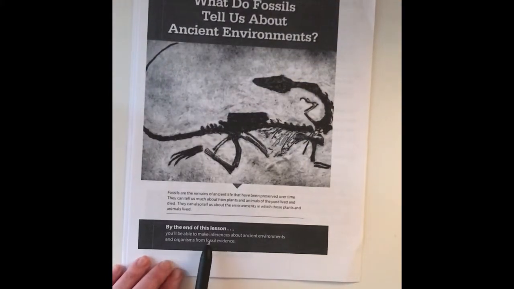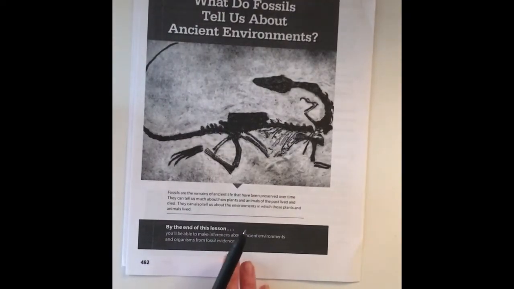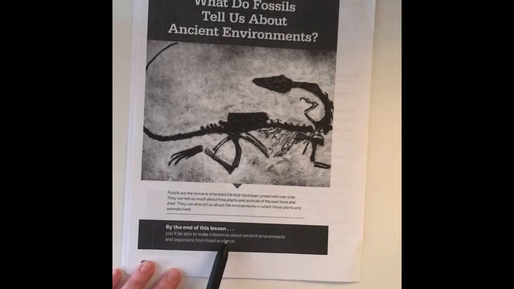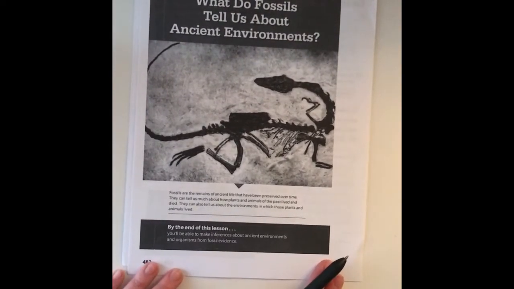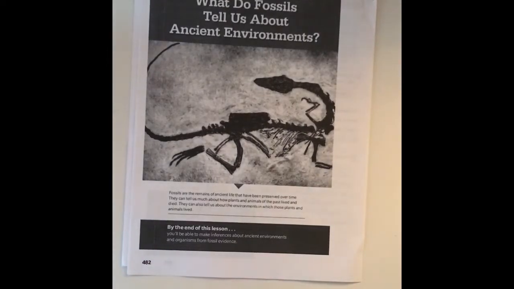Our goal by the end of this lesson, and this lesson is going to be broken up into 3 different videos, so you don't have to grasp this by the end of this video, but by the end of all 3 videos, when you're completing the lesson check, you'll be able to make inferences about ancient environments and organisms from fossil evidence. Making inferences is an important skill that you learn about in language arts. It would be making an educated guess, an assumption, or a generalization based on the knowledge that you have and what you know.